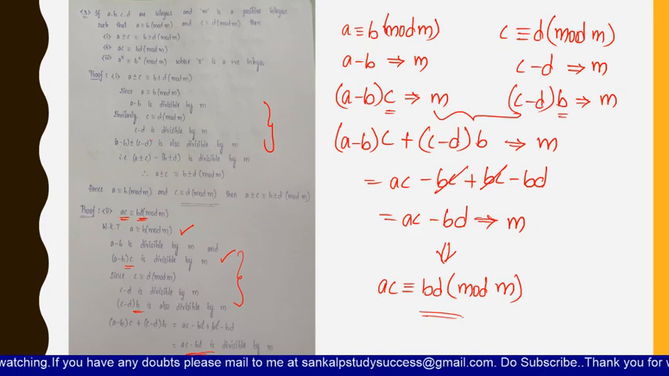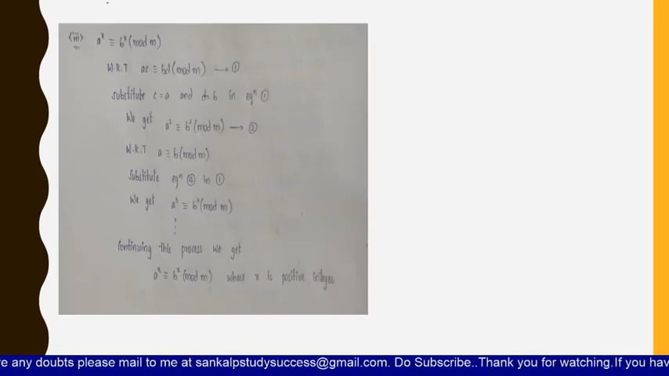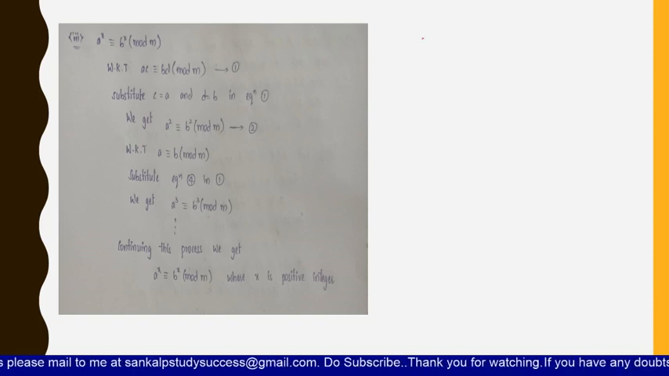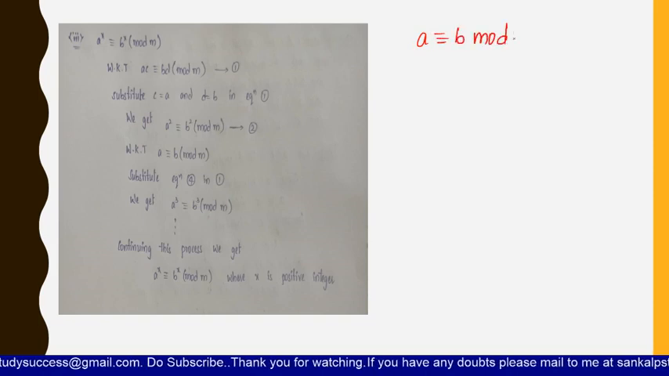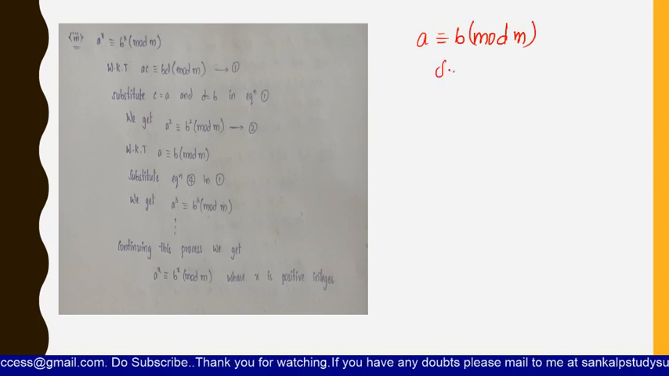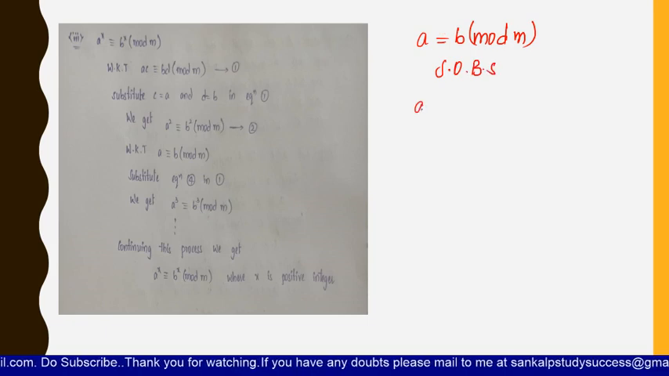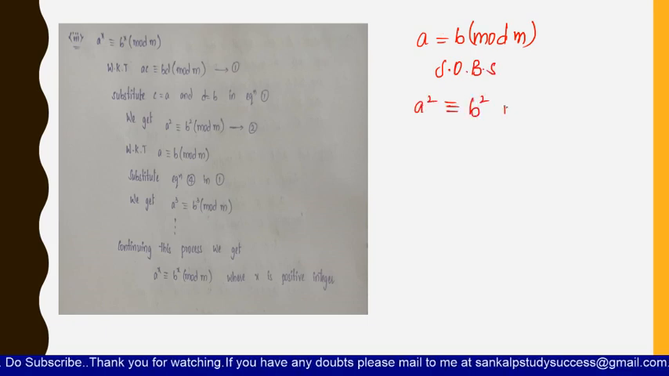So let us go into this last property here so that we can move into problems and discuss a few examples. Here we need to prove the property a power x is congruent to b power x mod m. It is not ax or bx, I'm sorry. So we know that a is congruent to b mod m, right? So now if you square it on both sides, then you get a square is congruent to b square mod m.